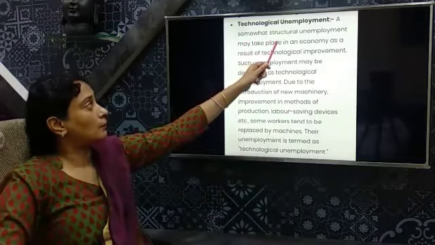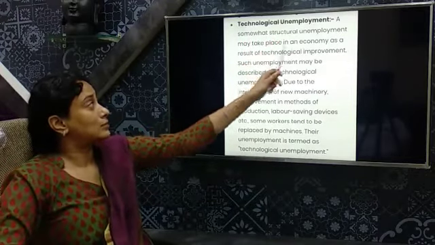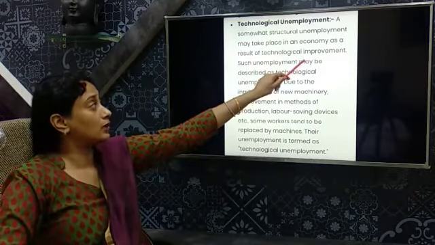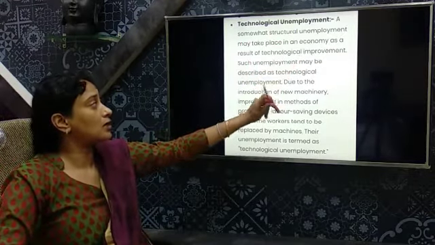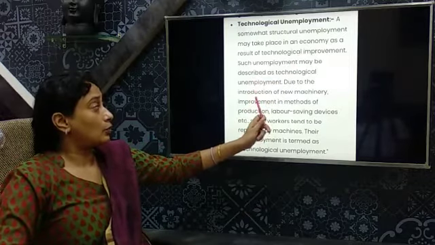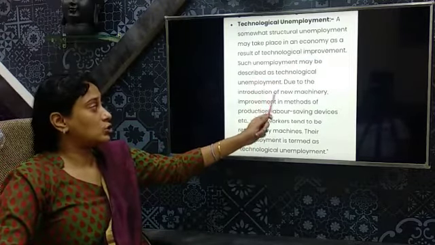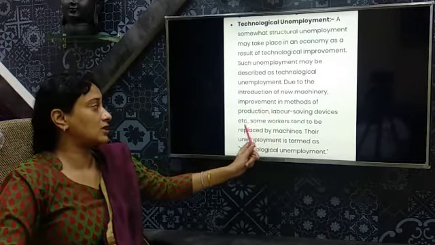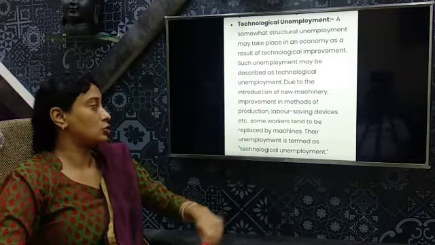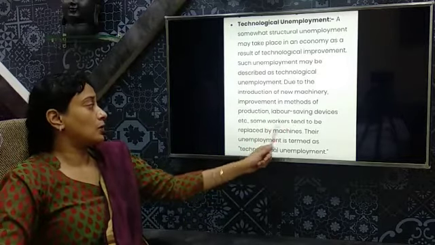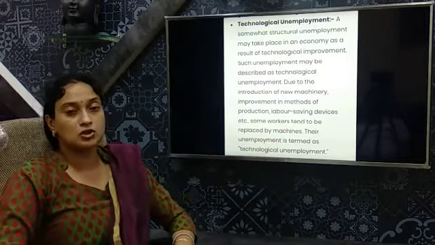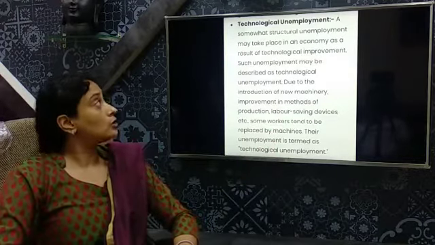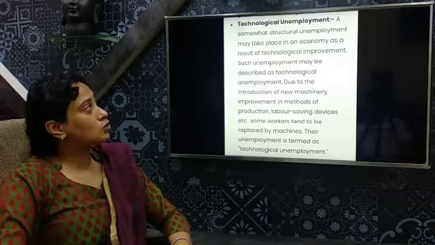It is somewhat like structural unemployment. It takes place as a result of technological improvement taking place in an economy. It is usually faced when new machines, improvement in the methods of production, labor saving devices, etc. are introduced. Some workers tend to be replaced by machines. This is known as technological unemployment. So, this was all about the different types of unemployment.